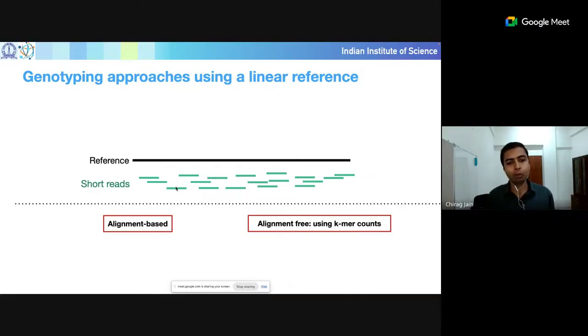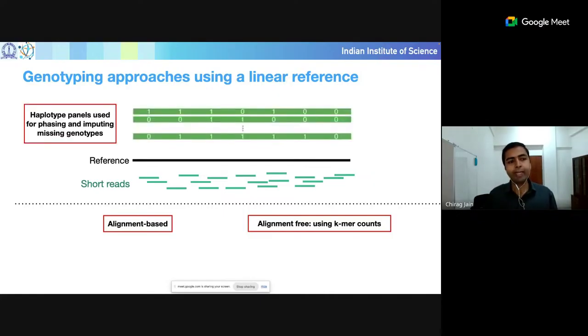Now, alignment-based methods would align these reads to the reference, and based on the consistency of the alignments and whether it's a match or a mismatch, one would infer the genotype. And in the case of an alignment-free method, you would use K-mer counts to infer the appropriate genotype.